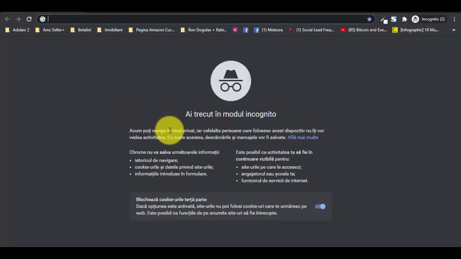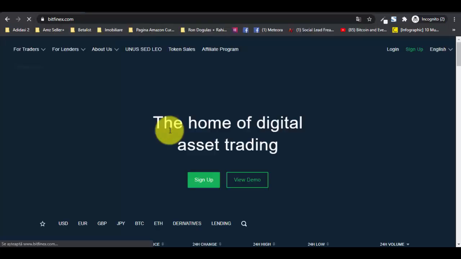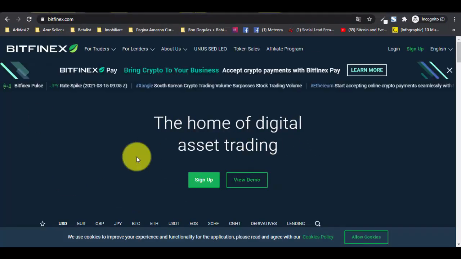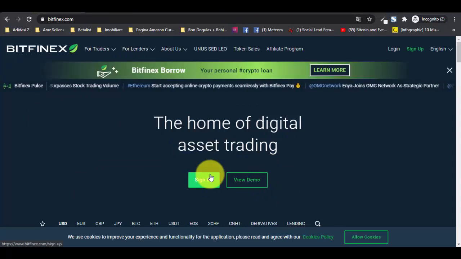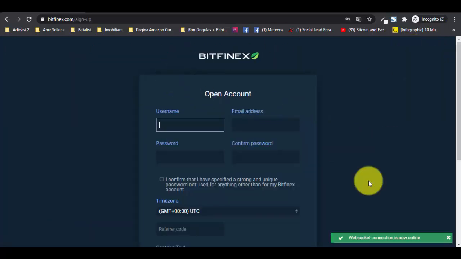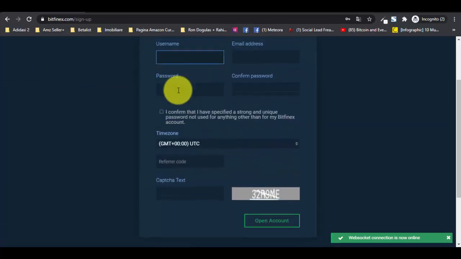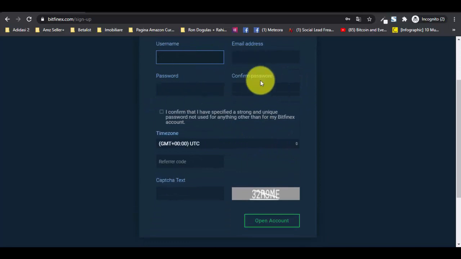Now let's open an incognito window to show you exactly how an account opening looks. We are just going to show you Bitfinex as an example, because on the other ones it's similar. You just have to press the sign up button in the top right corner, and you will have a basic form to fill in at the beginning: username, email address, password, and so on. When you open your account, you will have to confirm your email address. This is something that you'll have to do for each of these platforms.